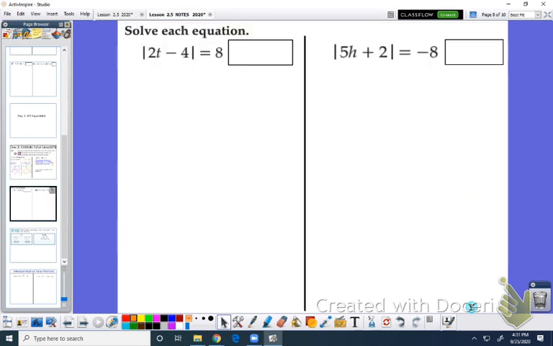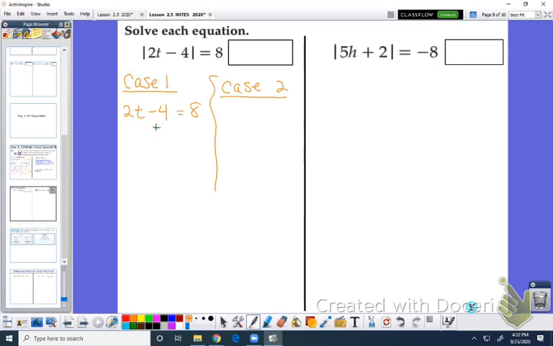Next, we're going to solve this equation. So we have the absolute value of 2t minus 4 is equal to 8. So we're going to start by writing our two cases. Click the pen. So we would have case 1. And case 2. Case 1 is positive, so you just write the equation without the absolute value symbol. So 2t minus 4 equals 8. And we're going to solve.